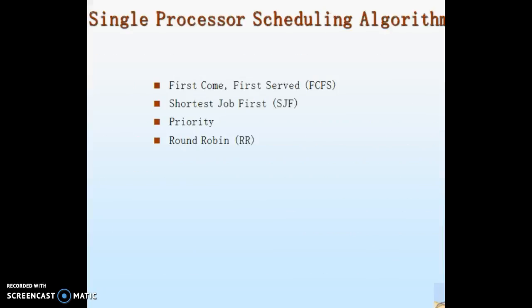Single processor scheduling algorithms. Some of the single processor scheduling algorithms are first come first served, that is FCFS. Second one is shortest job first, SJF. Third one is priority. Last one is round robin.